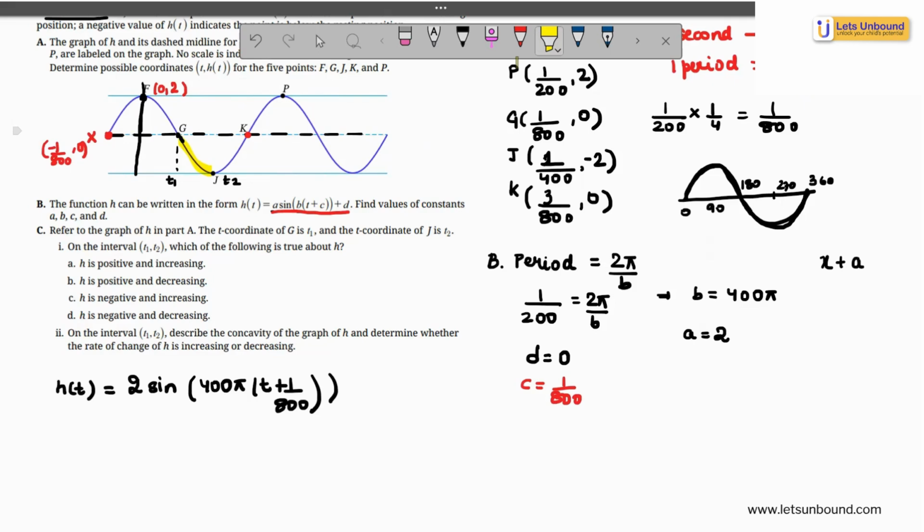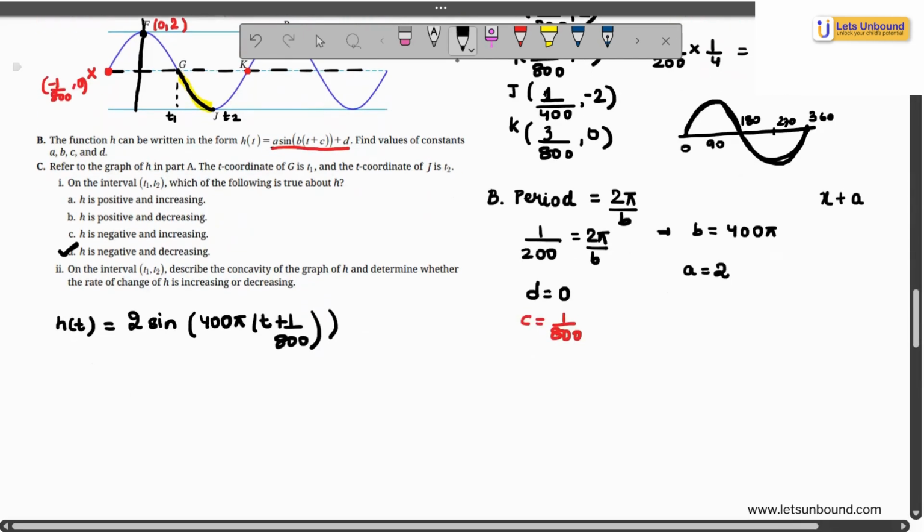Now, if I look at t1 to t2, it is decreasing as a function. However, we also know the middle line is like the x-axis. Hence, we can say here it's decreasing as well as the values are negative. So in that case, our answer will be negative and decreasing, because the values are going from 0 to negative 2. So we know it's decreasing in nature. However, it is negative also.